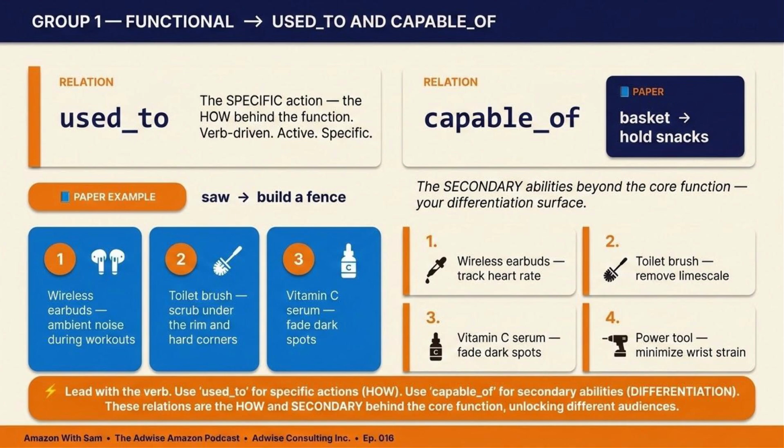Third functional relation, capable_of. This is the secondary stuff, the bonus abilities beyond the core function. The paper's example: a basket is capable_of hold snacks. That's not its main purpose, but it's a capability. For your wireless earbuds, capable of track heart rate. For your toilet brush, capable of remove lime scale and hard water stains. This is where you differentiate from competitors. List 2 or 3 of these. They each get their own triple in Cosmo. They each unlock a different audience and a different query cluster.